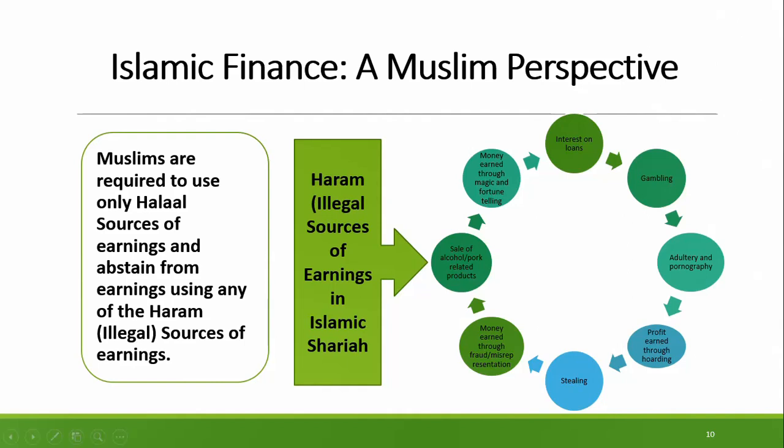Now you can see in this slide some of the haram sources of earning, which include interest on loan, gambling, adultery and pornography, profit earned through hoarding, stealing, money earned through fraud, misrepresentation, sale of alcohol, pork, money earned through magic and fortune telling. So these are some of the illegal means of earning. The topmost here, which contradicts the capitalist economic system, is interest on loans. So Islamic finance is a financial system which is not based on interest.